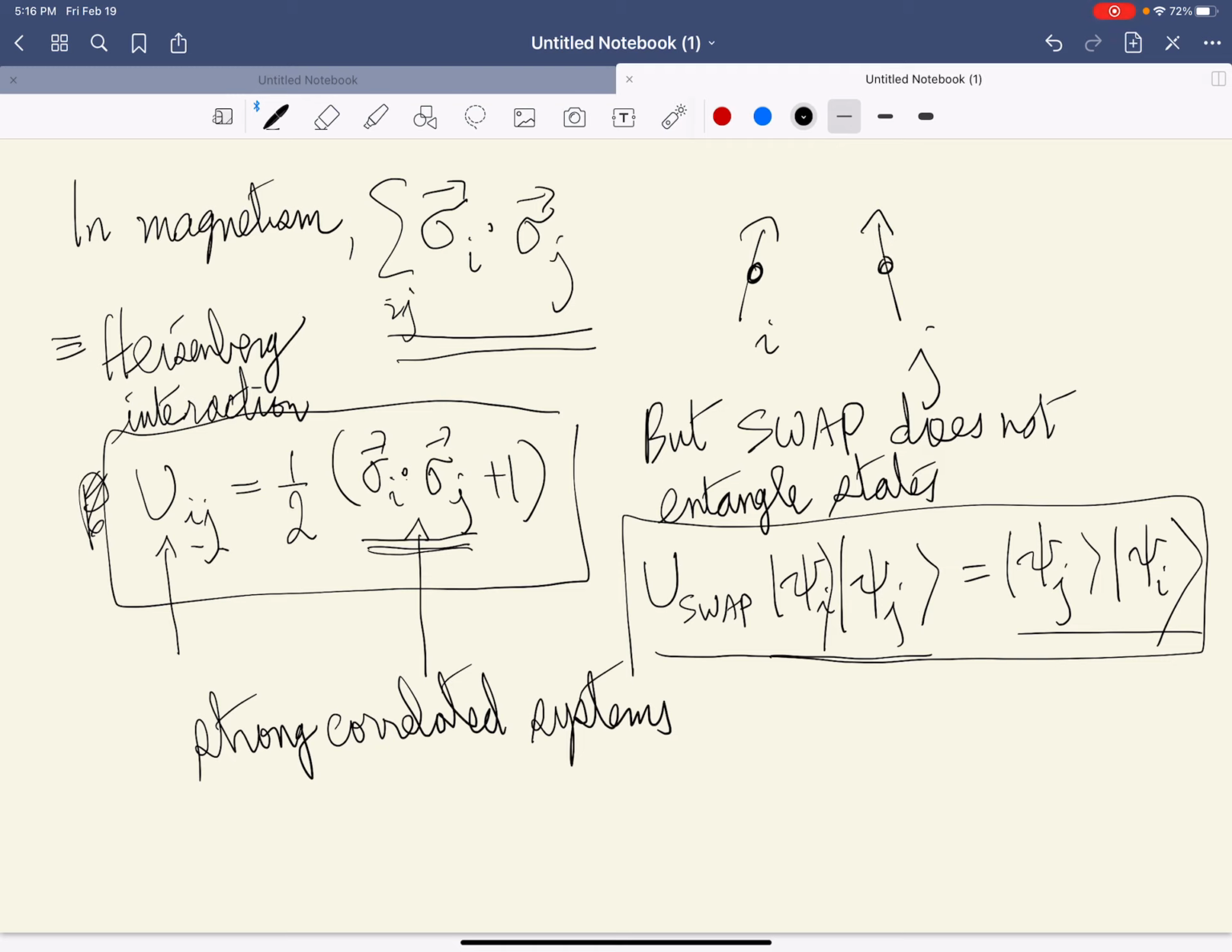So perhaps this statement is not going to ring a bell to you immediately, but I just would like to emphasize for the record that entanglement and correlation may not always be equivalent words.